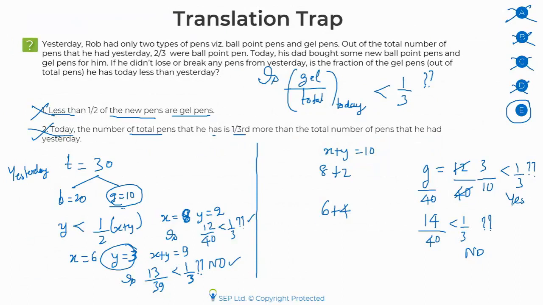Okay, the question is whether G of today out of total today is less than the corresponding fraction yesterday. Correct. That's what I have written here. Are gel pens out of total today less than yesterday? Yesterday it was clearly 1 out of 3, isn't it? Because it's clearly mentioned in the question that yesterday 2/3 were ballpoint pens, so clearly 1/3 were gel pens. Okay, does that answer your question?